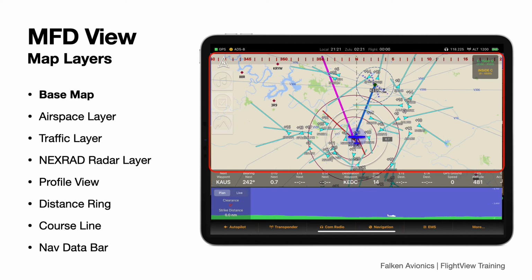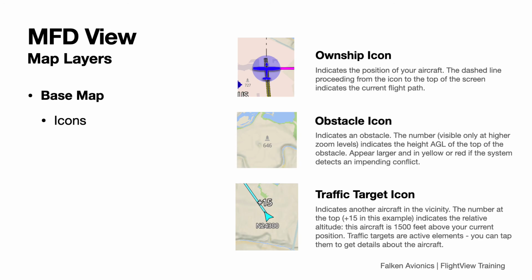Great for those "where am I?" moments. On top of the base map, we layer all kinds of things, including an own ship icon. This blue pulsing aircraft outline represents your aircraft. In track up mode, it always points to the top of the screen. In north up mode, it rotates to match your ground track. A dashed line extends from the own ship icon to the edge of the screen, showing the current flight path.